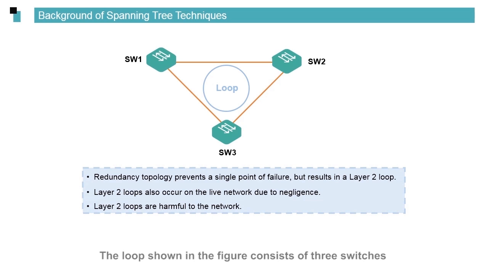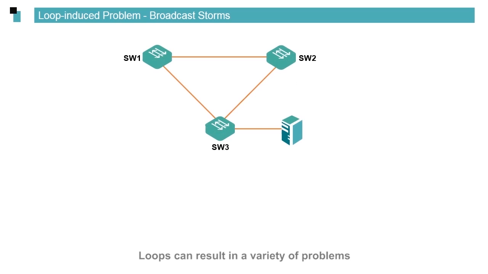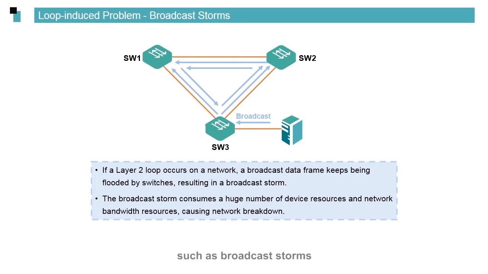The loop shown in the figure consists of 3 switches. This is a typical Layer 2 loop. Data frames are transmitted within the Layer 2 loop, and Layer 2 switches transparently transmit them. In this situation, using a TTL field cannot prevent a loop. Loops can result in a variety of problems, such as broadcast storms.